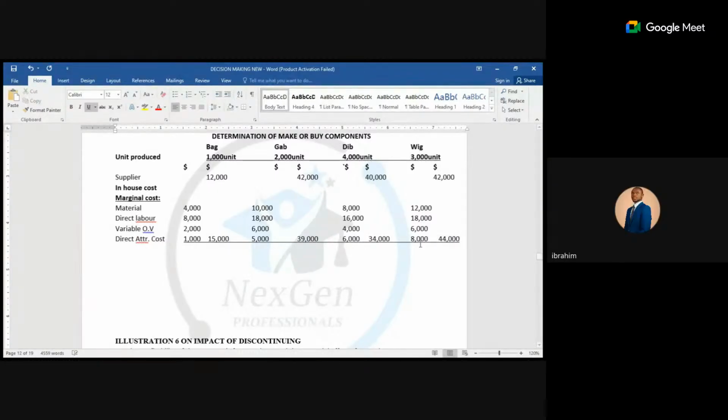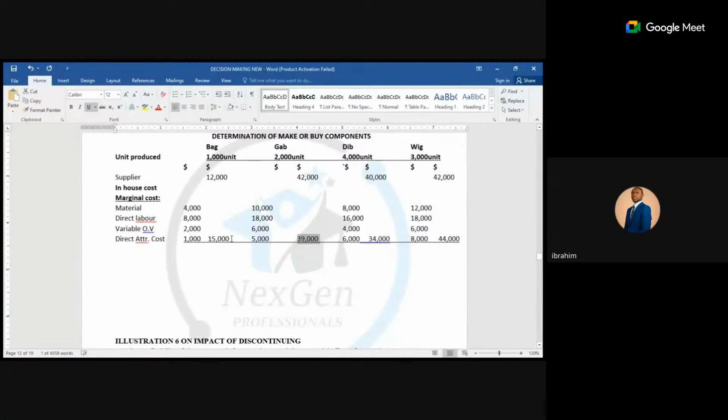So we need to compare. If we are to make the components in-house, we'll spend 15,000. And the supplier is willing to quote it at 12,000 naira. Right? At 12,000 naira. If we are to make this internally, it will cost us.